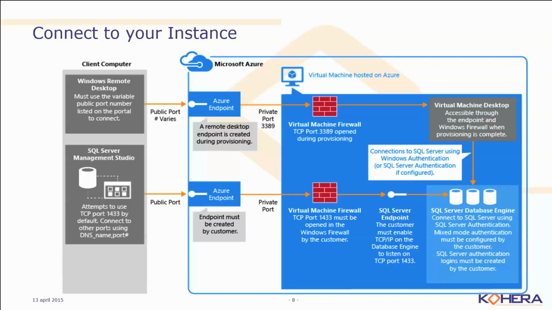But you also need to make sure that you open up the firewall on the machine, because the Windows firewall is instantiated and is active. So you need to make sure that all connectivity options are open on both the outside and on the inside.